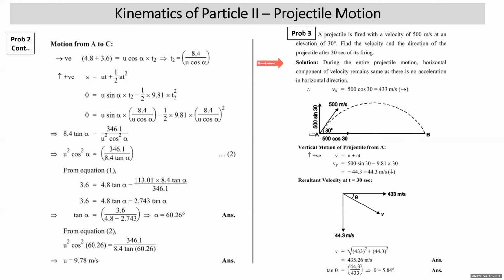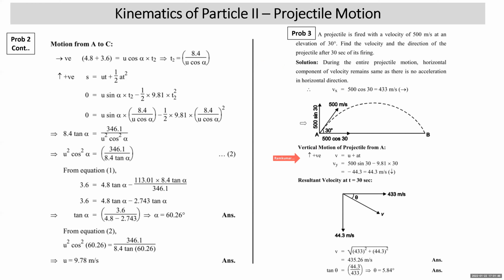This is the ground. Projectile is being thrown at a velocity of 500 meters per second at an angle of 30 degrees. We resolved the components: 500 cos 30 and 500 sin 30. During the entire projectile motion, the horizontal component of velocity remains the same. So even at 30 seconds, the x component of velocity will be 500 cos 30 only, which is initially also 500 cos 30. At t equal to 30 seconds also, it is going to be 500 cos 30.